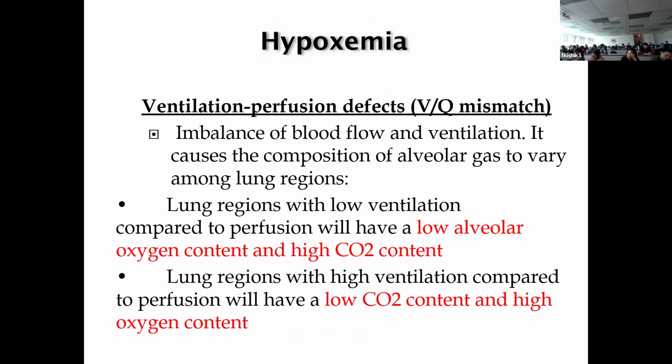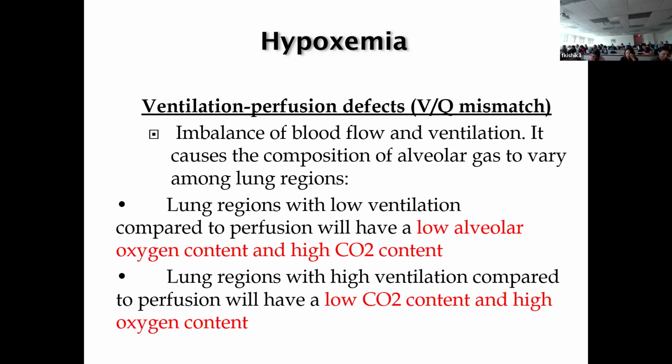Okay. So V and Q, V is ventilation, Q is perfusion. Now you should normally have a match of how much you ventilate and perfuse. But if there's a mismatch, that's called VQ mismatch. It's an imbalance of blood flow and ventilation. It causes the composition of alveolar gas to vary among the lung regions. Lung regions with low ventilation compared to perfusion will have low alveolar oxygen content and high CO2 content, which makes sense because it's low ventilation. And I've been saying this whole time that ventilation is CO2. So if you have poor ventilation, you'll have more CO2.